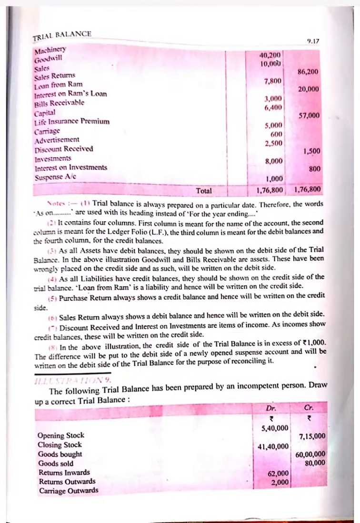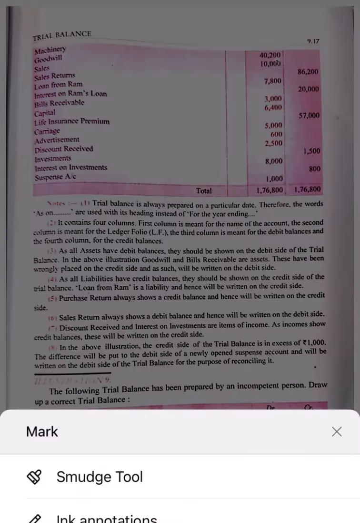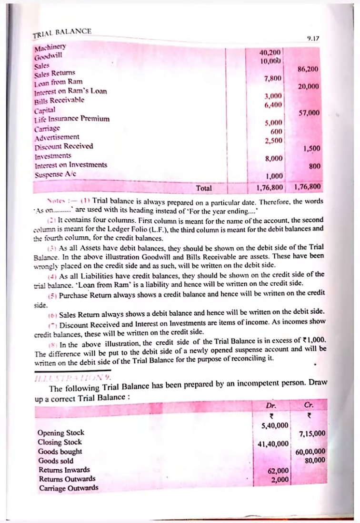Now we can see that when you write everything there, you will see that there is a difference of 1000 rupees, and this 1000 rupees is less on the debit side. So we have written suspense account, and the 1000 amount is on the debit side, and now our trial balance will be tallied. Okay, so by this method we can tally our trial balance by using suspense account.